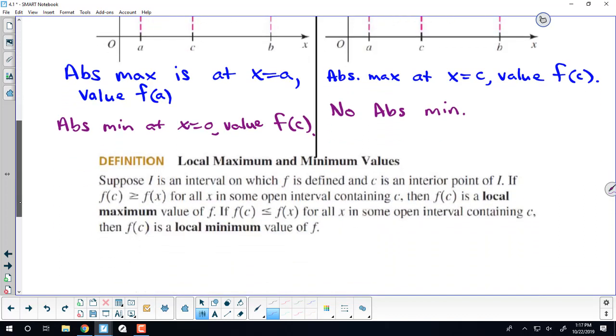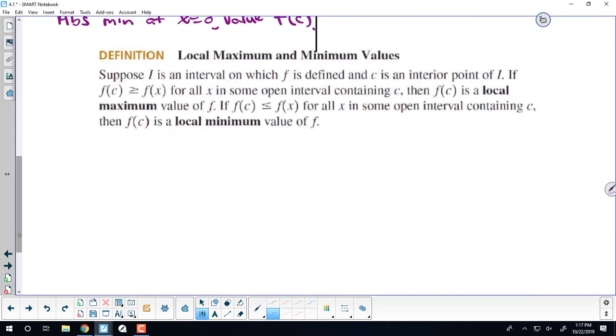Okay, then we'll define local minimum and local maximum. Discuss some details involved with these particular types of maximums and minimums, and then we'll come back to the absolute maximum, because these are a part of finding absolute maximums and minimums. So a local max or a local min says that we have this interval for which f is defined. Think of it as like a domain. So c is an interior point of that interval.